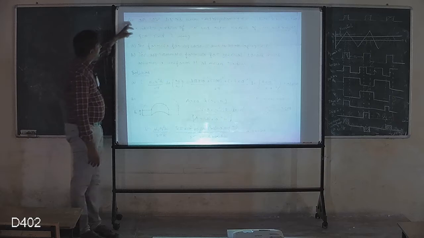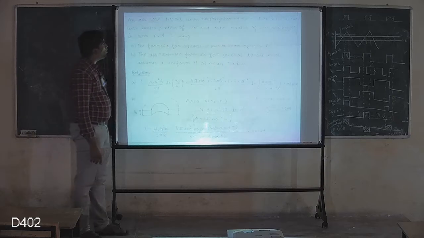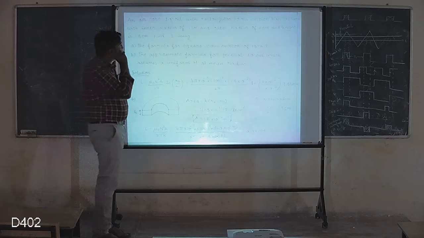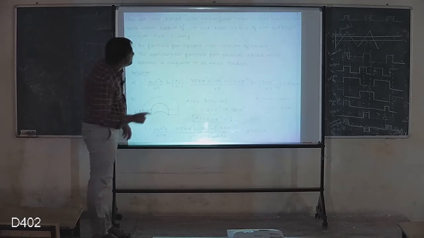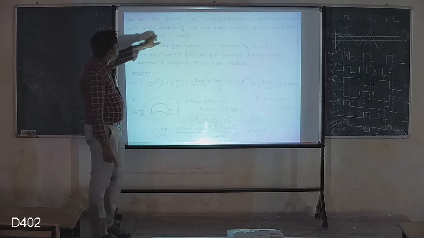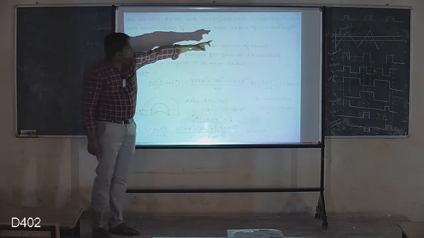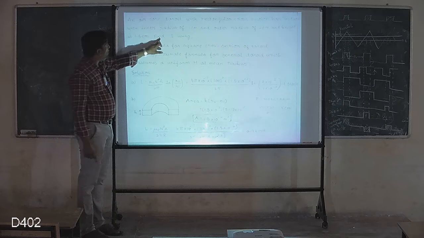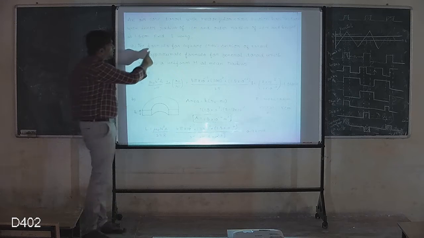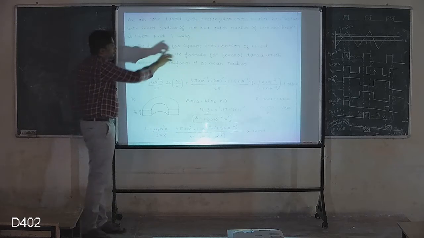Next one is an air core, which implies mu r is equal to 1. A toroid concept is taken. The cross section is rectangular, with 700 turns, an inner radius of 1 centimeter, an outer radius of 2 centimeter, and a height of 1.5 centimeter. We have to find the inductance by using the square section formula and the approximate formula.